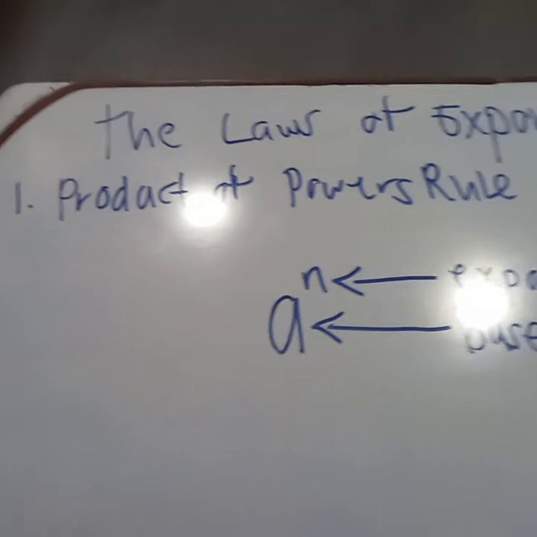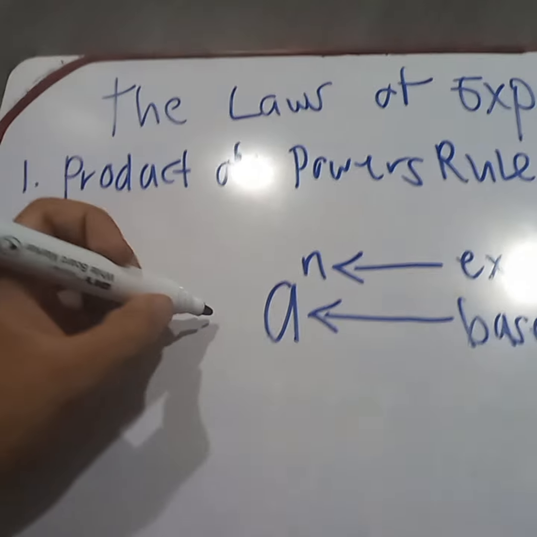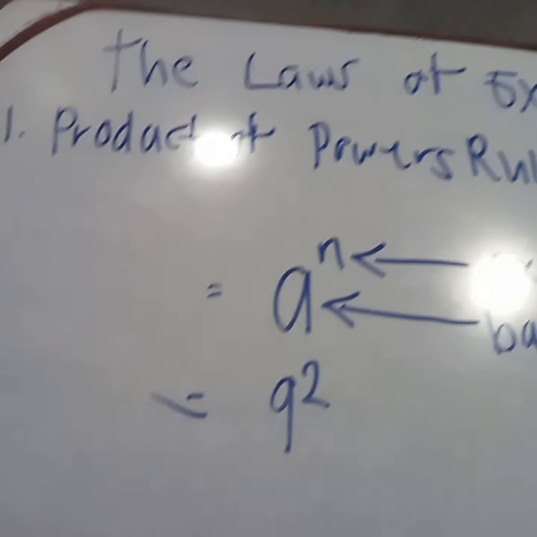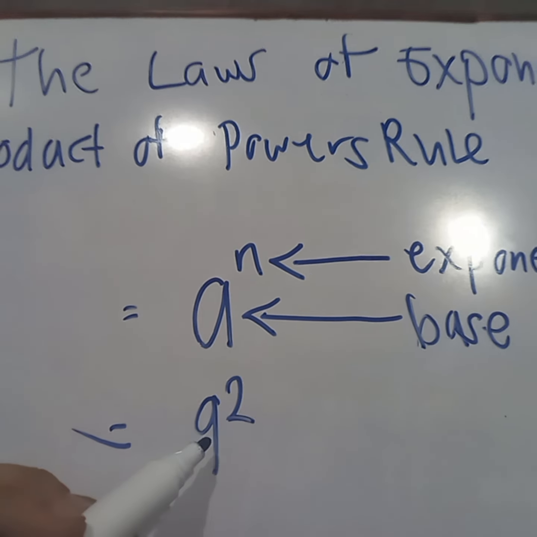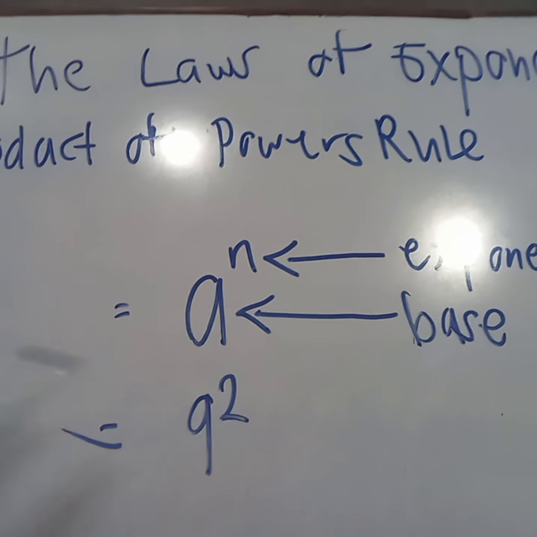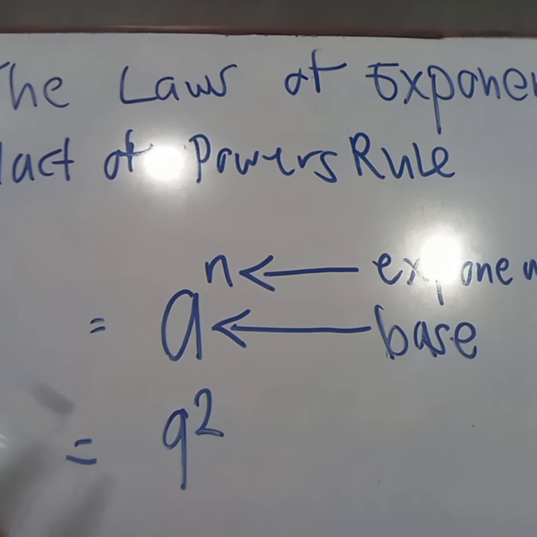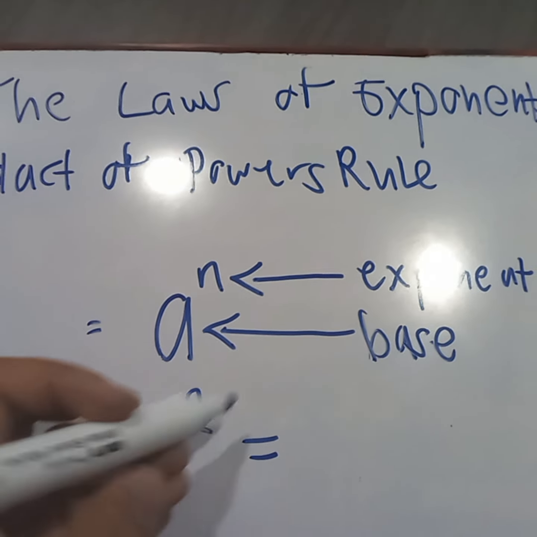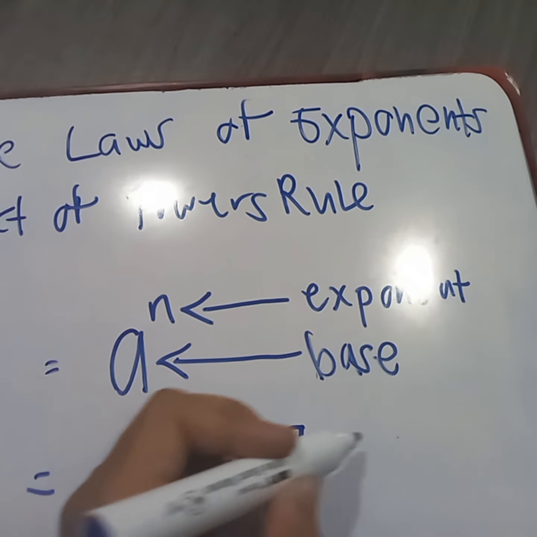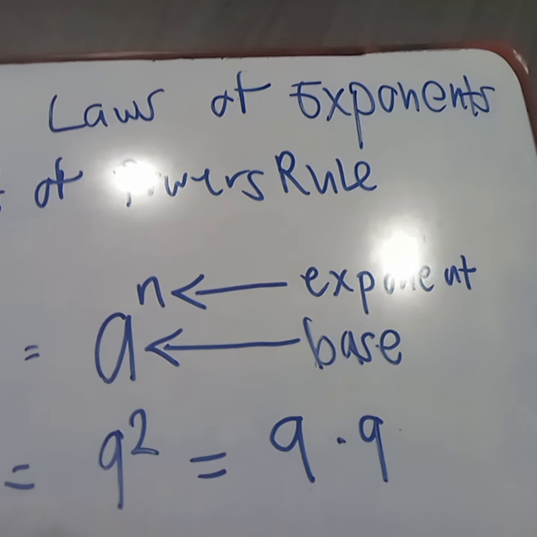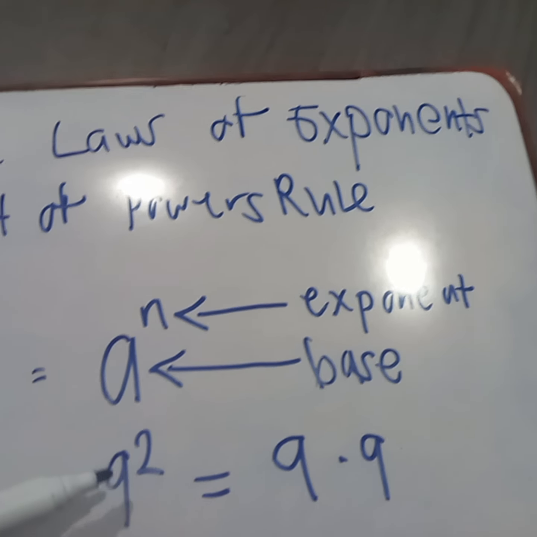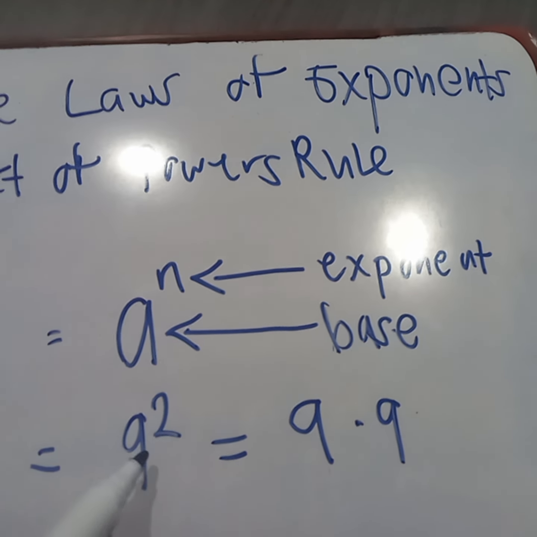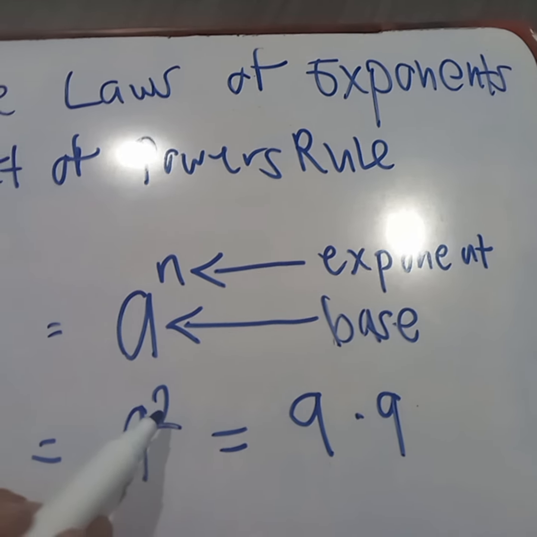So let's take it for example, 9 squared. So this is 9 to the power of 2, or we can simplify this as 9 squared. So this is equal to 9 times 9. You multiply the number by itself until you reach the exponent.